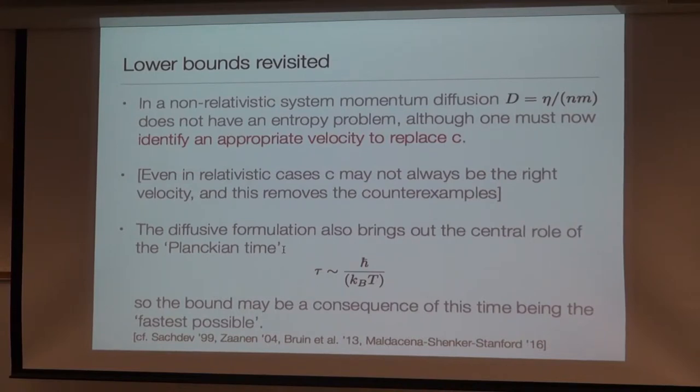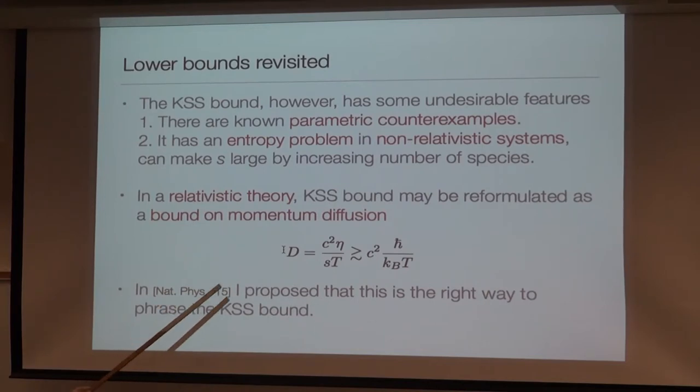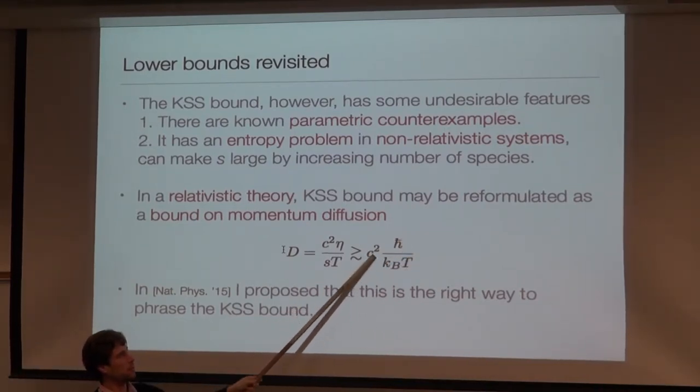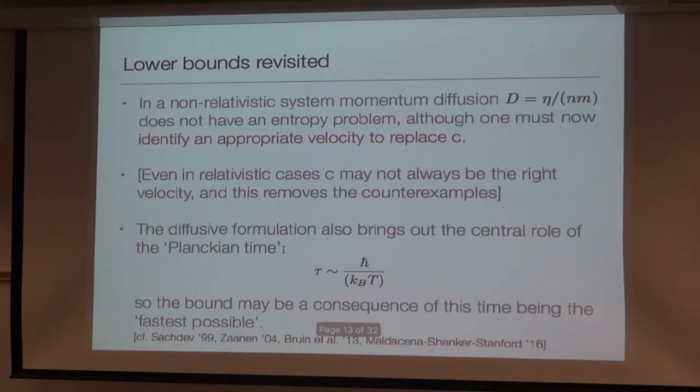And even in relativistic cases, it may be that the velocity that you should put is not c. And in fact, we'll see that it's not c. And in that way, we'll remove some of the other counterexamples to the bound. And the final nice thing about trying to formulate the bound this way, as a bound on diffusion, is that the time scale that appeared is this h bar over k_B T, which is sometimes called the Planckian time scale, not to be confused with the Planck time, which is very different.